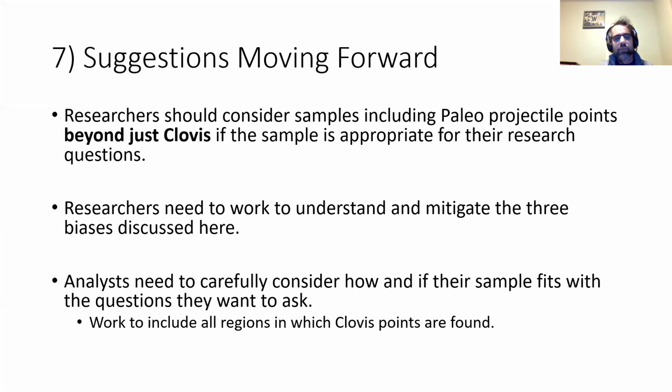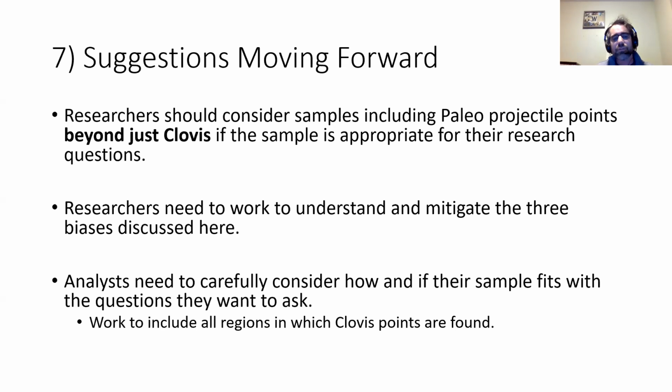So, suggestions for pan-regional studies moving forward. I feel that researchers should consider samples including Paleo projectile points beyond just Clovis, as we did in our 2019 study. Because our Clovis definitions are shaky at best, recognizing that all Paleoindian projectile points are really on a continuum and change gradually through time, and including as many different types within our studies as we can, will allow us to see how style changed through a greater range of time, right? So we should start including points beyond Clovis, middle Paleoindian, and later Paleoindian points.